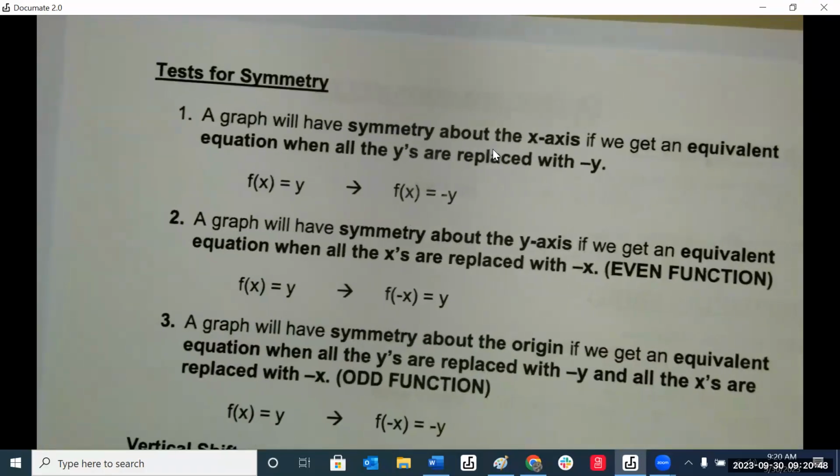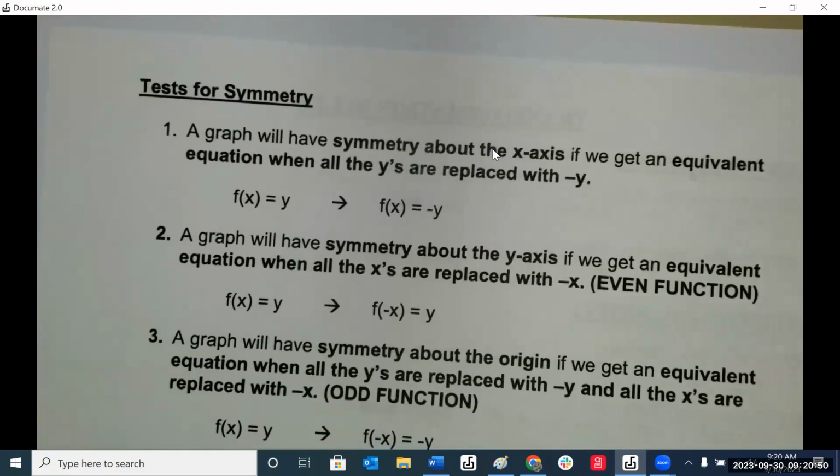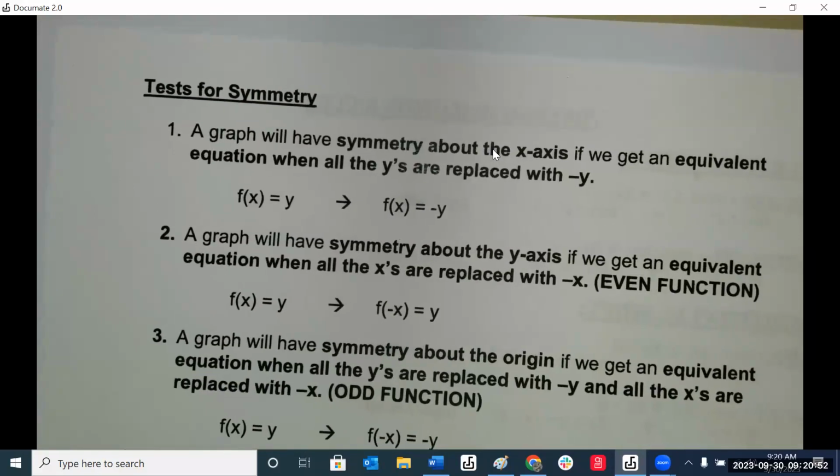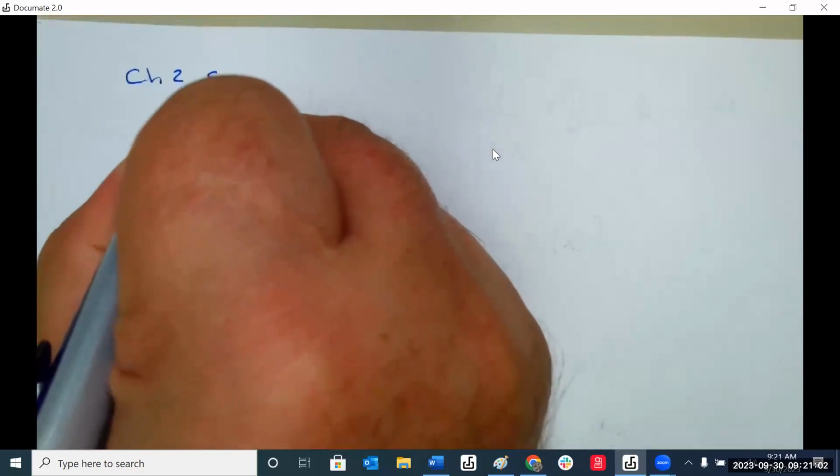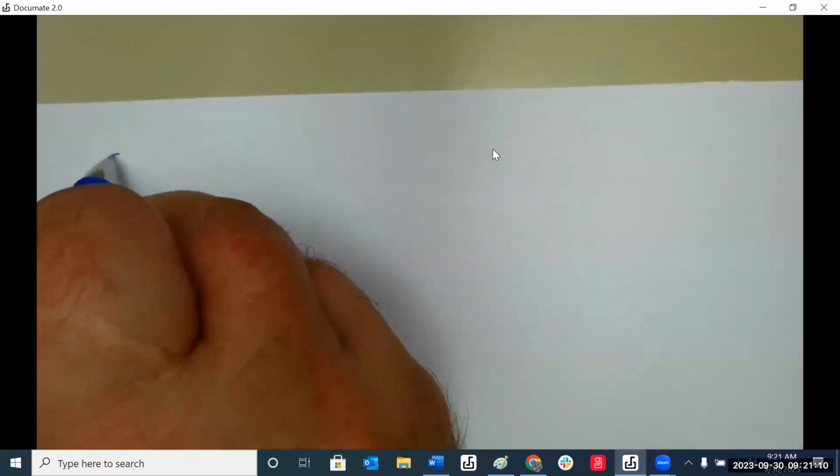I gave you all these sheets. Section 4 deals with symmetry. Chapter 2. I'll use another sheet for this one. Chapter 2, section 4.